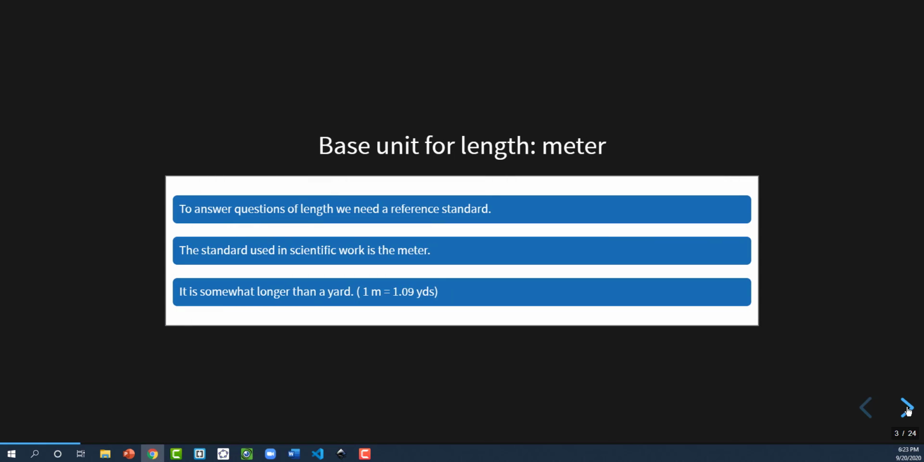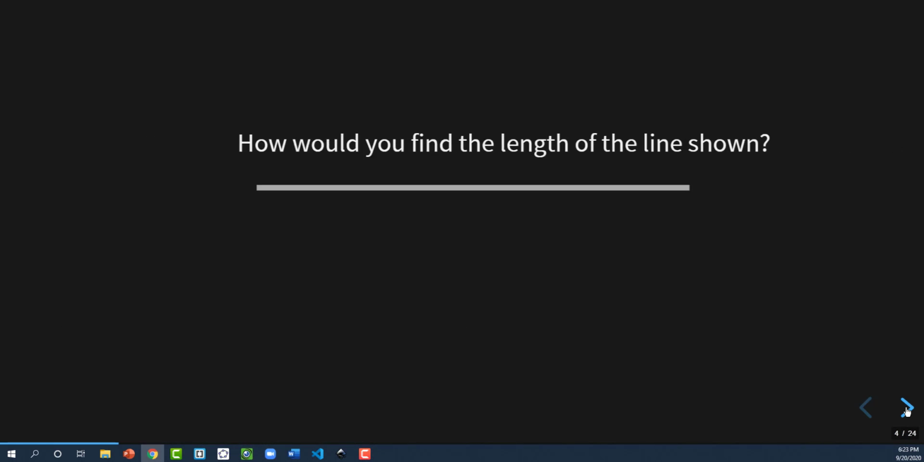And the first thing, though, is just to make sure that we're really clear and have thought about with some clarity, what do we even mean by a base unit? To answer the question of the length of something, you need some kind of reference standard. And that's what we're going to mean by a base unit. That standard that is used for length in SI units in the metric system is called the meter. So let's have a look at that in practical terms.